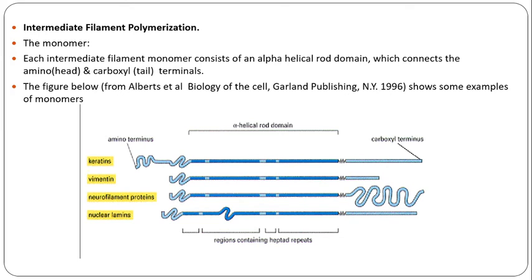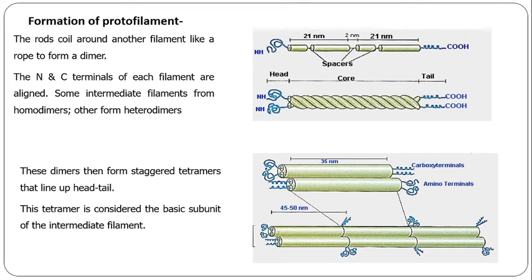So in this figure, the first structure, keratin, shows the amino terminal and carboxyl terminal, the head and tail, then vimentin, neurofilament proteins and the nuclear lamins. So, formation of protofilament: the rods coil around one another like a rope to form a dimer, like two ropes.